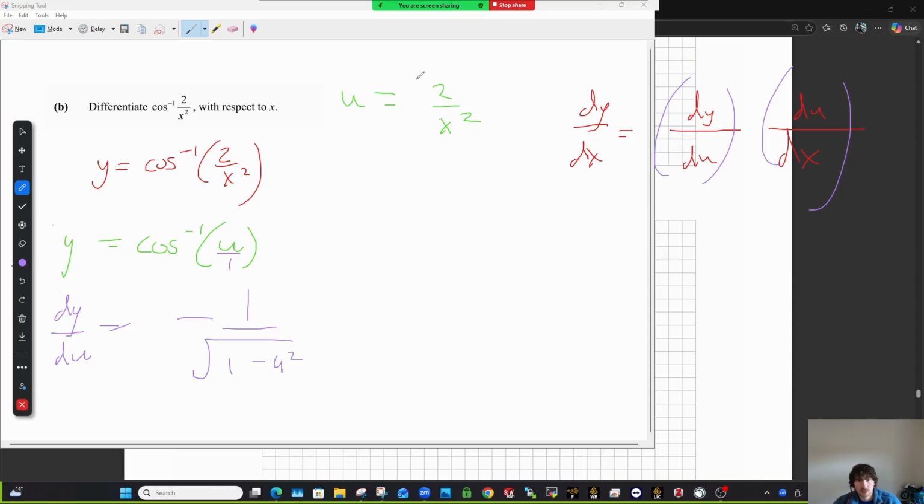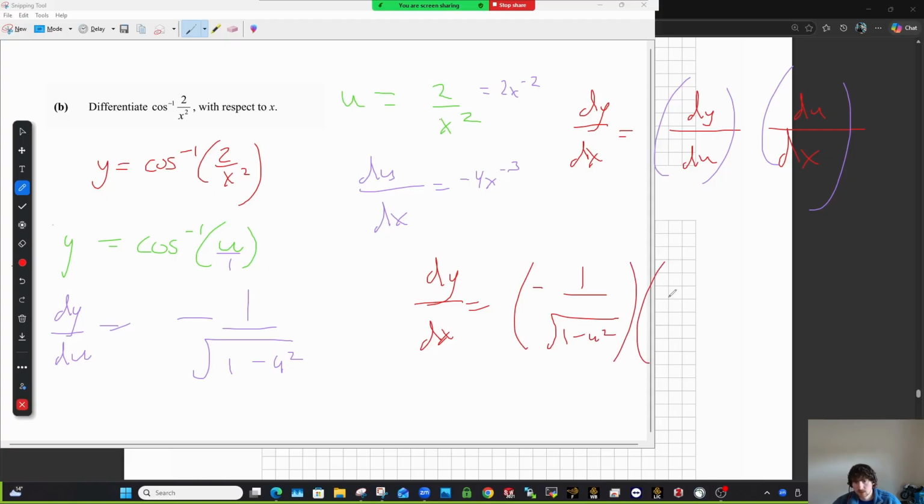And then du dx, obviously we'd rewrite u as 2x to the minus 2 before we take a derivative. Du dx, that's why it's so important to say what's on the left so we keep track of what everything is. Du dx is equal to multiply down by the power minus 4, reduce the power by 1 like such, and then you just sub in here. So then dy dx equals dy du, which is this thing, minus 1 over square root 1 minus u squared, times du dx, which is this thing, minus 4 over x cubed when you bring it down the bottom.